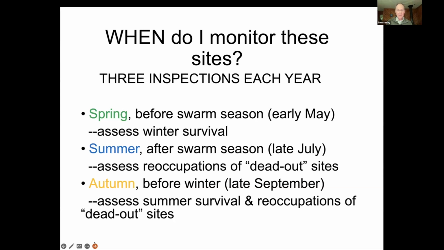In the spring, I time the spring inspection in early May before the swarm season starts. And this enables me to assess the winter survival of the colonies that are on my checklist. Then in the summer, a second check after the swarm season, late July for us. This gives me information about reoccupations of dead out sites. And then in autumn, before winter, this would be late September, I assess the summer survival by checking the colonies. And it again lets me detect reoccupations of dead out sites.